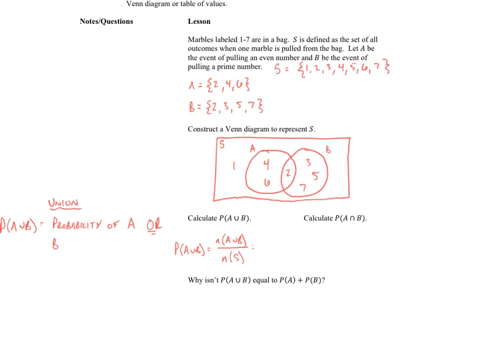Is 1 an element of A or B? No, it's not, so 1 is out. 2 is an element of A or B. Even though it's in both, it's still in one or the other, so it counts. 3, 4, 5, 6, and 7 are also in either A or B. So it looks to me like I have 6 elements that are in either A or B out of the 7 total elements. So the probability of this union of 2 events is 6/7.